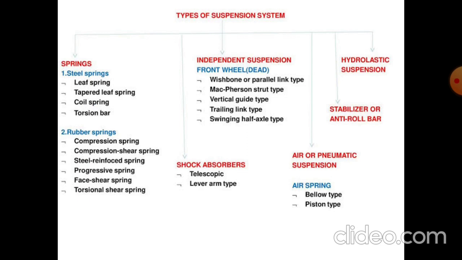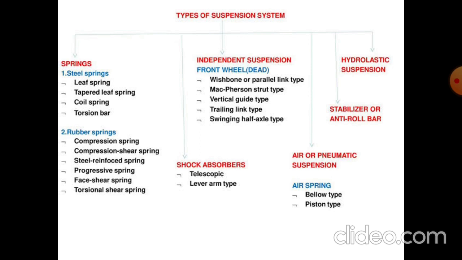Okay, then these are the simple types of suspension system: spring suspension system, independent suspension system, hydroelastic suspension system, stabilizer or anti-roll bar suspension system, air or pneumatic suspension system, and shock absorber, right? One by one we will go through them. In springs, there are two types: steel spring and rubber spring. In steel spring, there are four subtypes: leaf spring, tapered leaf spring, coil spring, and torsion bar. In rubber spring, there are compression spring, compression shear spring, steel reinforced spring, progressive spring, face shear spring, and torsional shear spring.